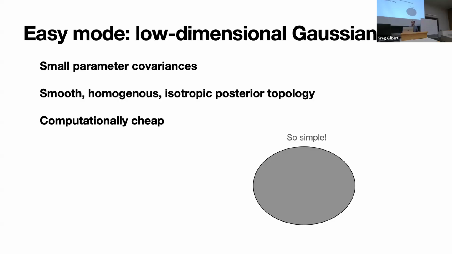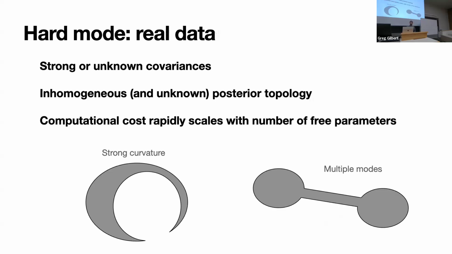It's the same distance in every direction. You can have the dumbest Roomba in the world, and it's just going to find everything pretty quickly, right? It's cheap. There's really nothing you have to do. But with real data, we have these much more complicated posterior topologies that we're going to be exploring, right?